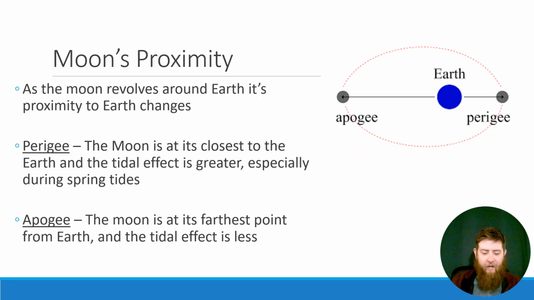Another thing that affects tides is the moon's proximity to Earth. As the moon revolves around Earth, its proximity to Earth changes. When it's closest to the Earth, it's what we call the perigee, and there are greater tide effects, especially during spring tides. You're going to have higher high tides and lower low tides. And if the moon is the farthest away, at the apogee, the tidal effect is going to be less. There are not going to be as high tides and not as low tides. It's going to stay kind of the same during that time.